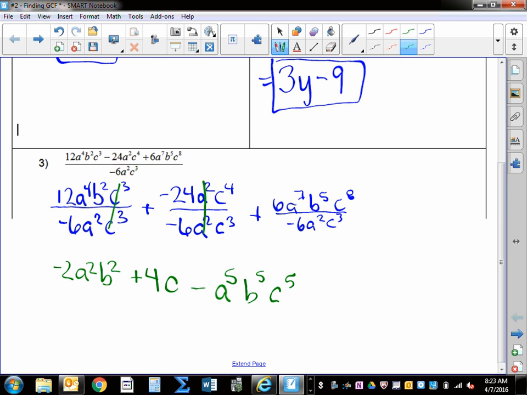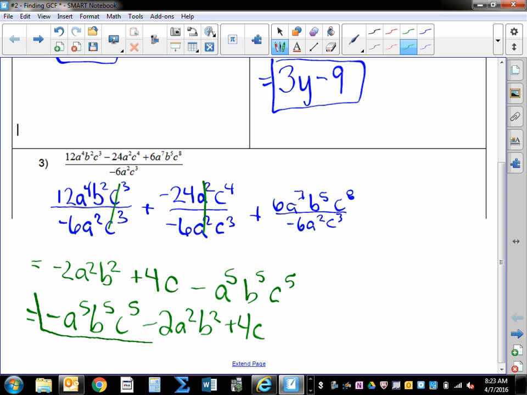And it's not quite in standard form because the power of 5 is larger than the power of 2. So we should have negative a to the 5th b to the 5th c to the 5th, minus 2a squared b squared plus 4c. That's our final answer. Still pretty long. Yeah, we can see. So remember, standard form goes highest exponent down to 1, and you keep whatever sign is in front of your coefficient.